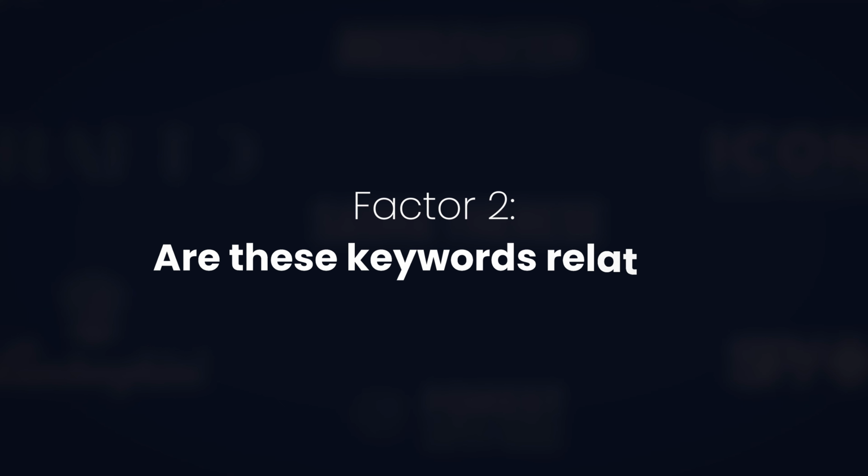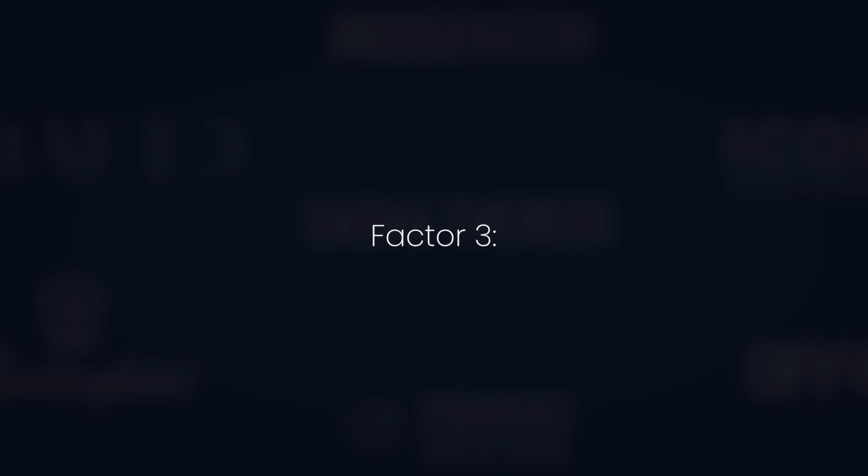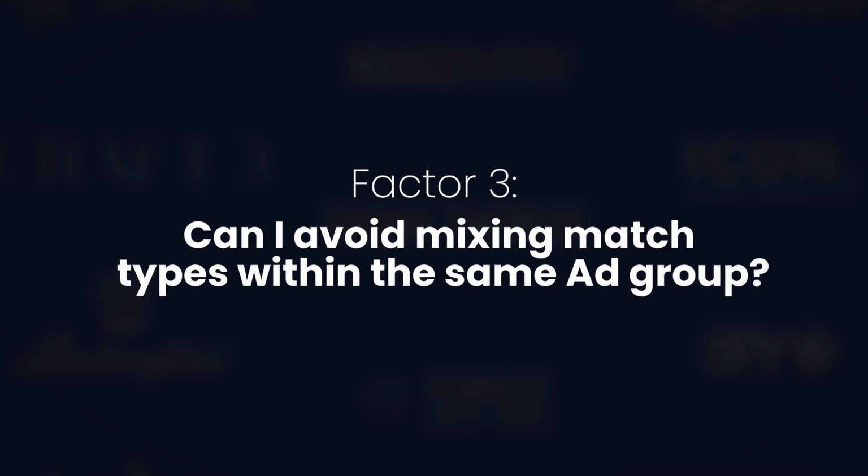Factor 2, are these keywords related? Do the keywords have a logical relationship? Are they solving the same problem or targeting the same user intent? And then the third factor, can I avoid mixing match types within the same ad group? Once we've got our keywords, their match types, and our landing pages and URLs, we can then decide on the final structure. So here's what I do.